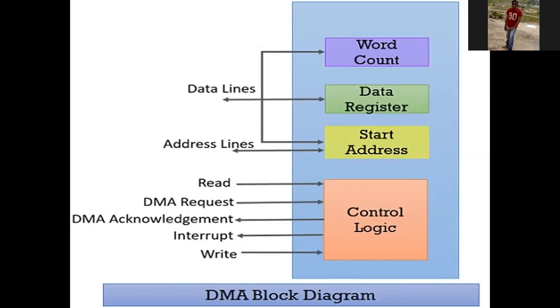Clear, right? So the word count register is simply for counting the number of words transferred, the data register holds what we are transferring, and the start address is where we are going to start the data transmission, and the end address it will also have. All these will be connected to the data bus of the microprocessor, and the address lines will be connected to the address bus. Next, the control logic has read and write operations, and the DMA request and DMA acknowledgement, and the interrupts. Interrupts are nothing but the bus request and the bus grant.